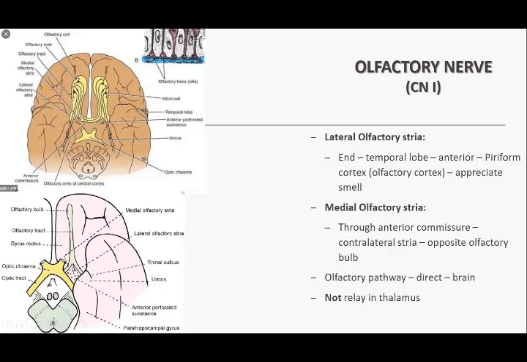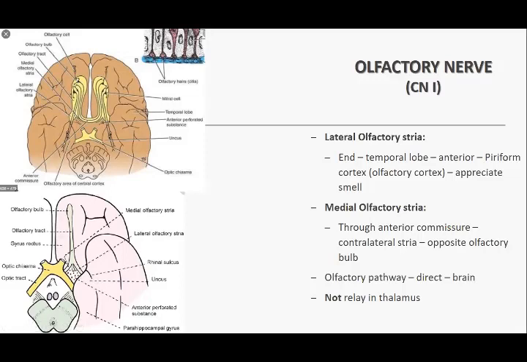Somewhere over here you have the anterior perforated substance. They pass through the medial olfactory stria, pass through the anterior perforated substance, and pass on to the opposite bulb. So the medial olfactory stria from the right side bulb will go to the left side bulb, and the medial olfactory stria of the left side bulb cross over and end in the bulb of the opposite side. This is how the crossing over happens.